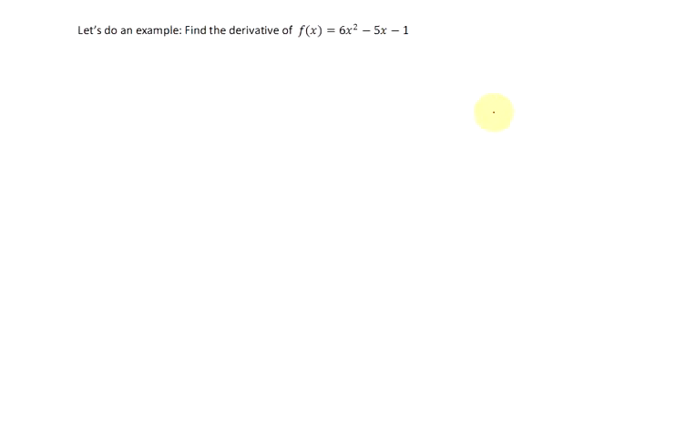So if you want to find the derivative of a function, we need to call upon that formula that we just talked about. So the derivative is denoted by f prime of x, and the formula for derivative is the limit as h tends to 0 of f of x plus h minus f of x all over h. We're going to apply this formula to this function. F of x equals 6x squared minus 5x minus 1.